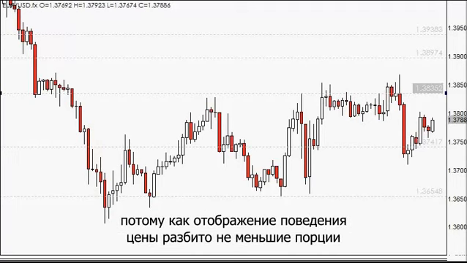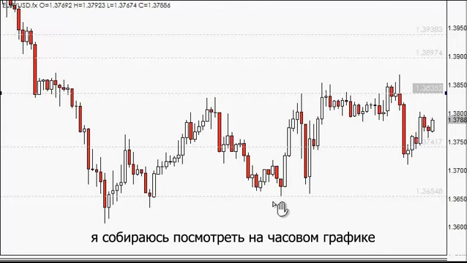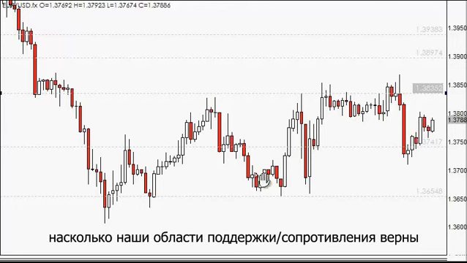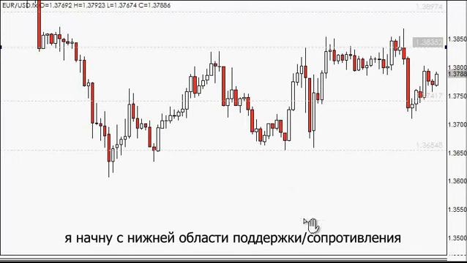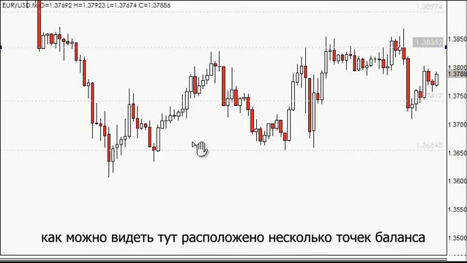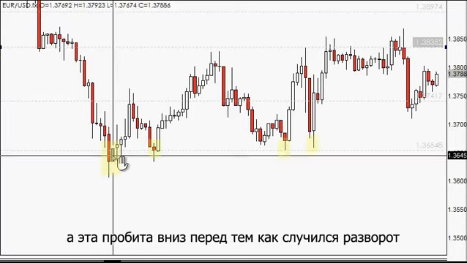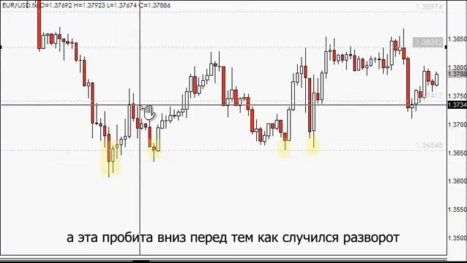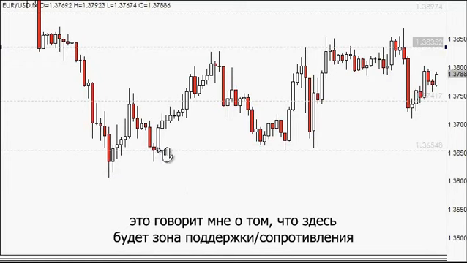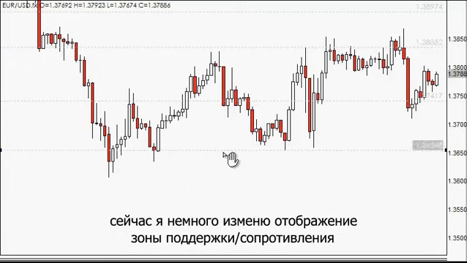So I'm going to use this 1 hour chart just to improve the accuracy of our support resistance areas and to make sure they're placed well. Okay, so I'm going to start with our bottommost support resistance area. As you can see, we have several bounces here. This one broke below before reversing and coming back up. Now that tells me that this needs to be a support resistance zone. So I'm going to quickly change this into a support resistance zone.